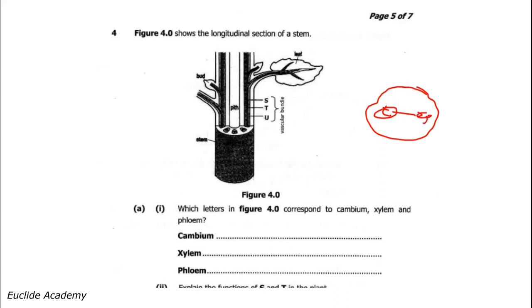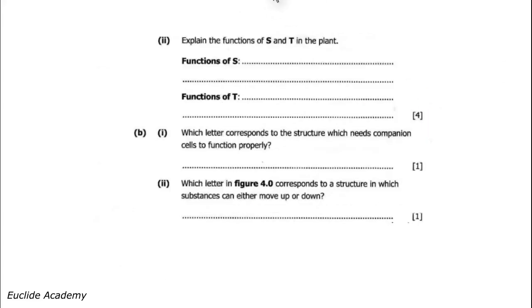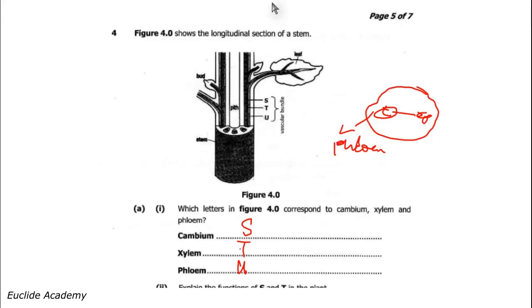So if you look, you probably have something like that, and the stem is cut into two. If this was the stem, the ones pointing inside are the xylem, and the ones to the outside are the phloem. The outermost here, U, I think, goes for the phloem. Xylem will be T, and then cambium will be S.